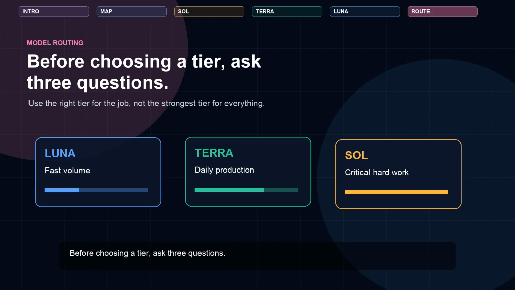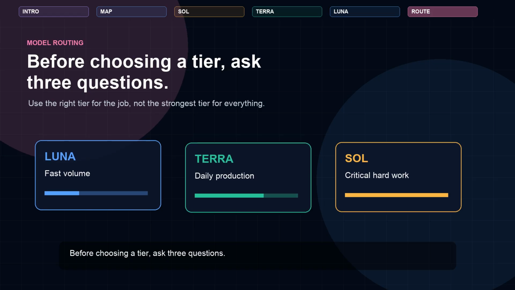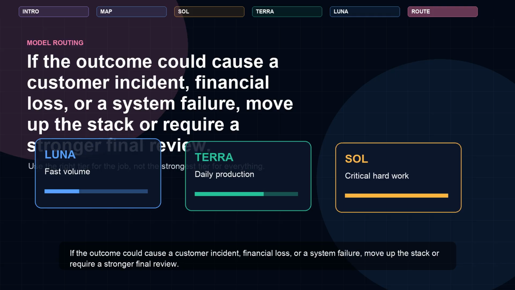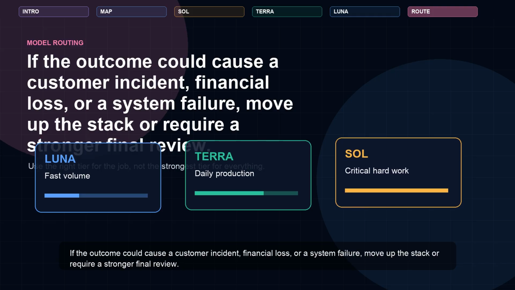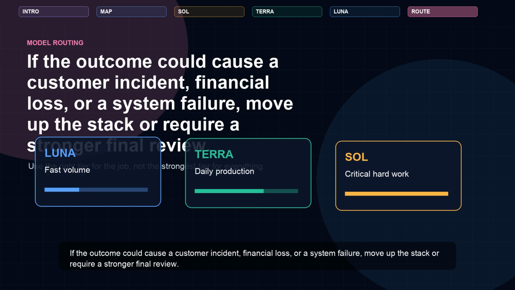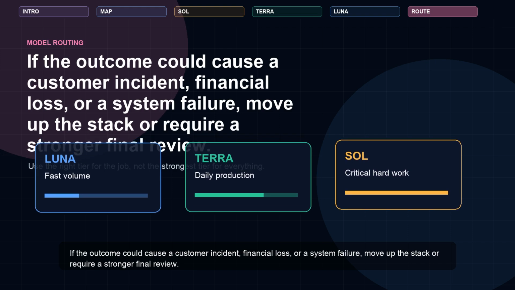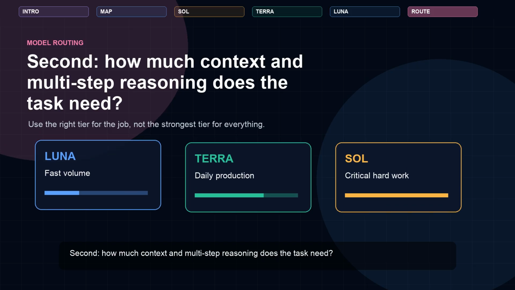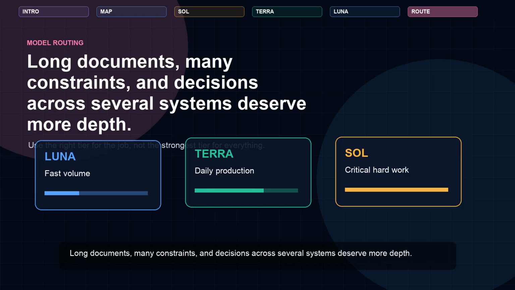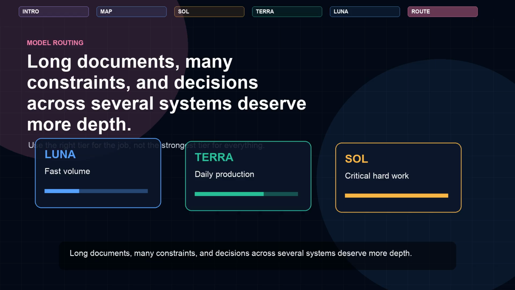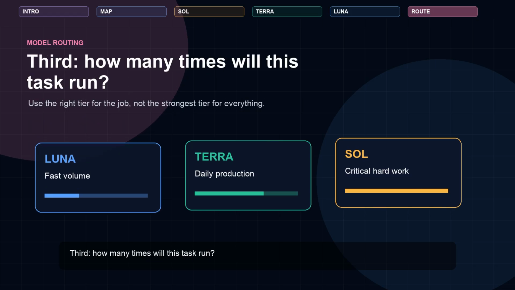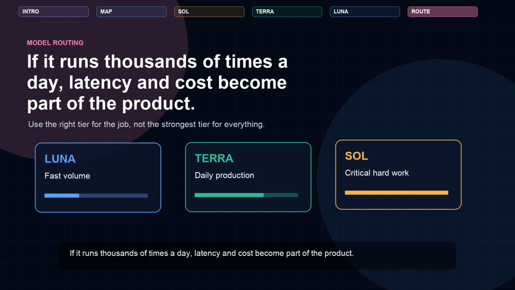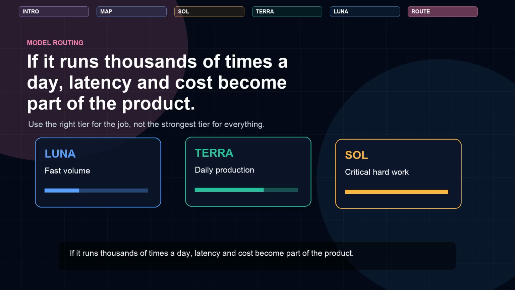Before choosing a tier, ask 3 questions. First, what happens if the answer is wrong? If the outcome could cause a customer incident, financial loss, or a system failure, move up the stack or require a stronger final review. Second, how much context and multi-step reasoning does the task need? Long documents, many constraints, and decisions across several systems deserve more depth. Third, how many times will this task run? If it runs thousands of times a day, latency and cost become part of the product.